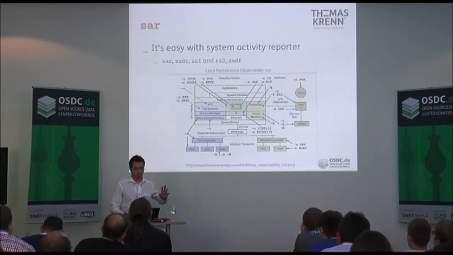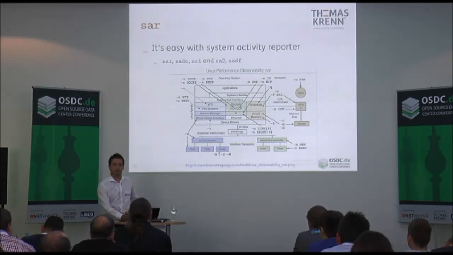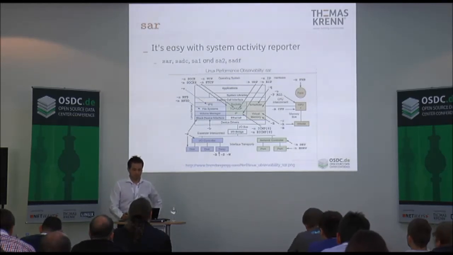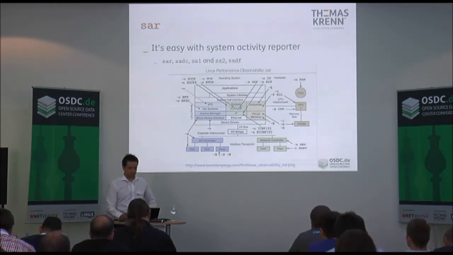If you just want a quick hack to collect some statistics, then you can use the system archive reporter. This is an easy way to get some chronicle data from your system. Just install that and be sure to activate the data collector and the SA1 and SA2 cron jobs. Then you can basically collect all the things the system archive reporter covers. This is another nice picture done by Brandon, and it's an overview of what you can get with the system archive reporter.